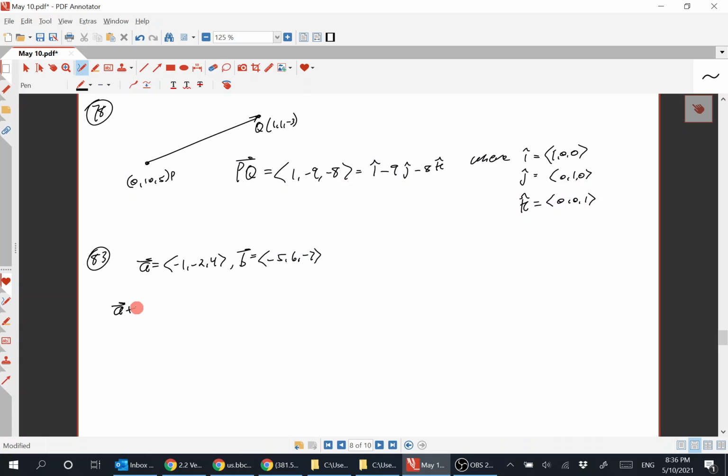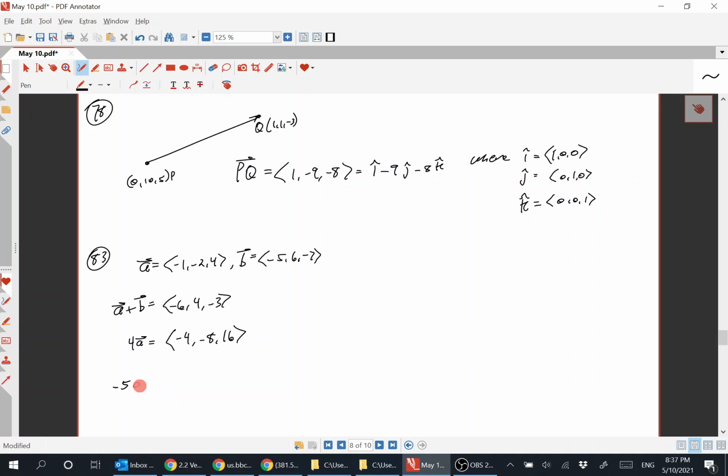So A plus B is just add the components. Add component-wise. That's minus 6. Minus 2 plus 6 is 4. Minus 7 plus 4 is minus 3. And then for 4A, well, scalar multiplication works as before. Multiply each coordinate by 4. So it's minus 4, minus 8, 16.